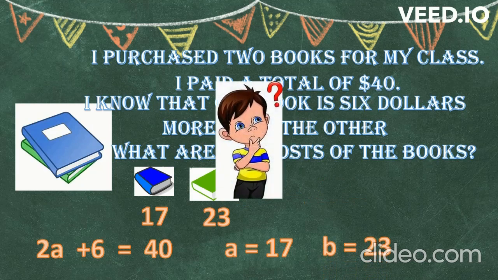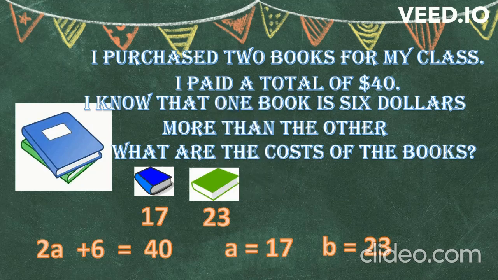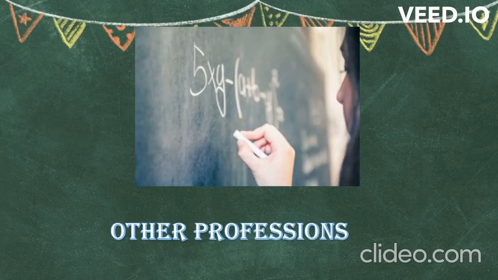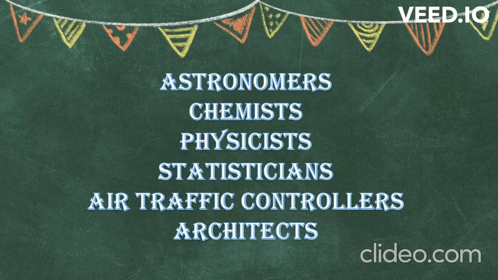So what did we do here? We used variables to denote the unknown values in the question. A and B variables. We solved for these variables also. This is nothing but algebra. We will learn how to solve in our future lessons. There are many other professions which make use of algebra, like astronomers, chemists, physicists, statisticians, air traffic controllers, and architects.